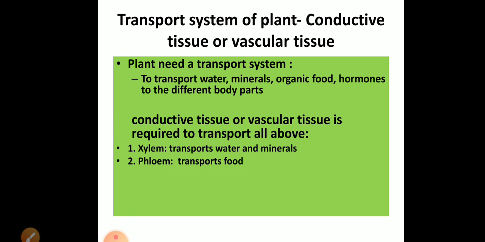Then hormones are formed at the root tips and shoot tips, and they have to be transported to the different body parts where their action is required. Okay, this is the reason why plants need a transport system.